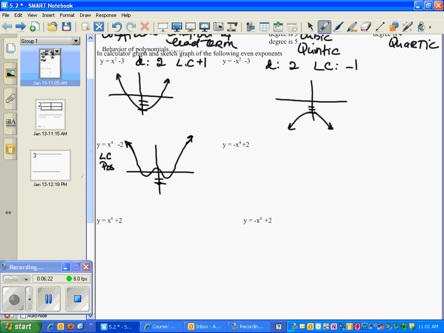That's just what it's going to do. What is the degree of this problem? 4. How many zeros will you have? 4. What are zeros? Where it crosses the x-axis. 1, 2, 3, 4.